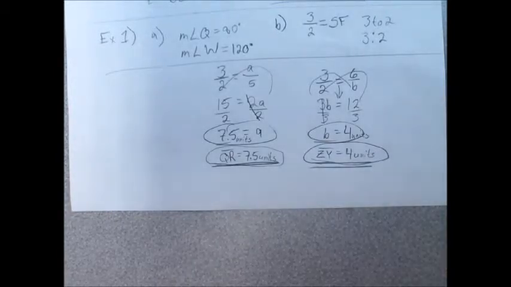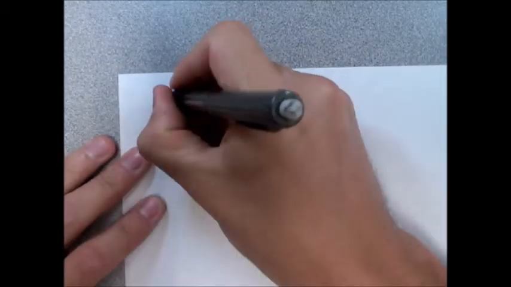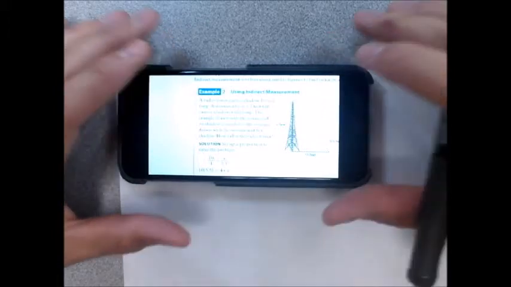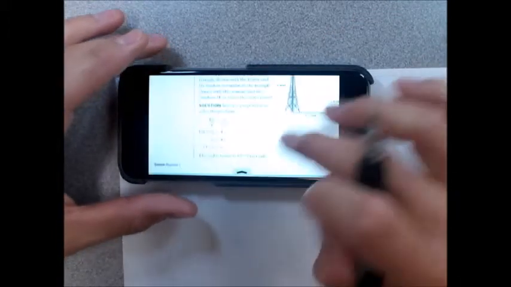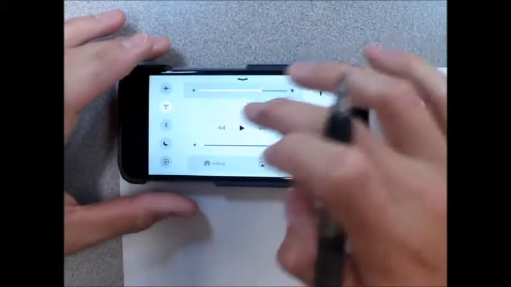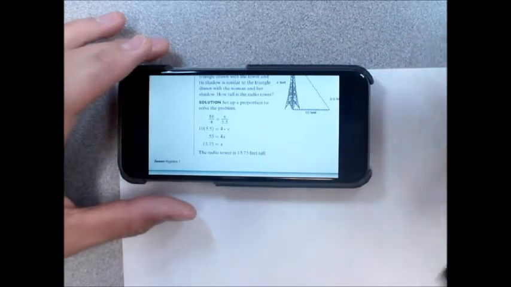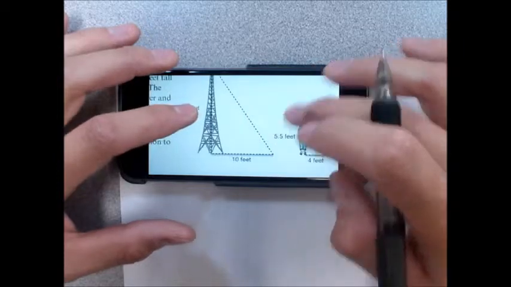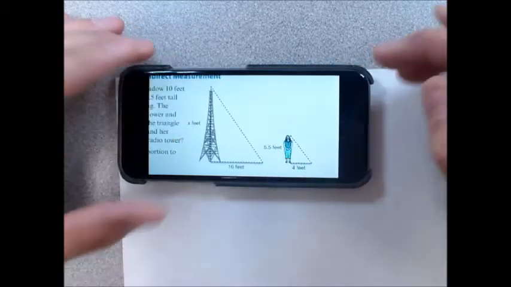Next question is going to be example 2. It says using indirect measurement. So this is probably the most interesting way to do this, because you can set up a proportion using, let's see if I can dim this down just a little bit, I can set up a proportion using myself as a guide and my shadow as the other part.